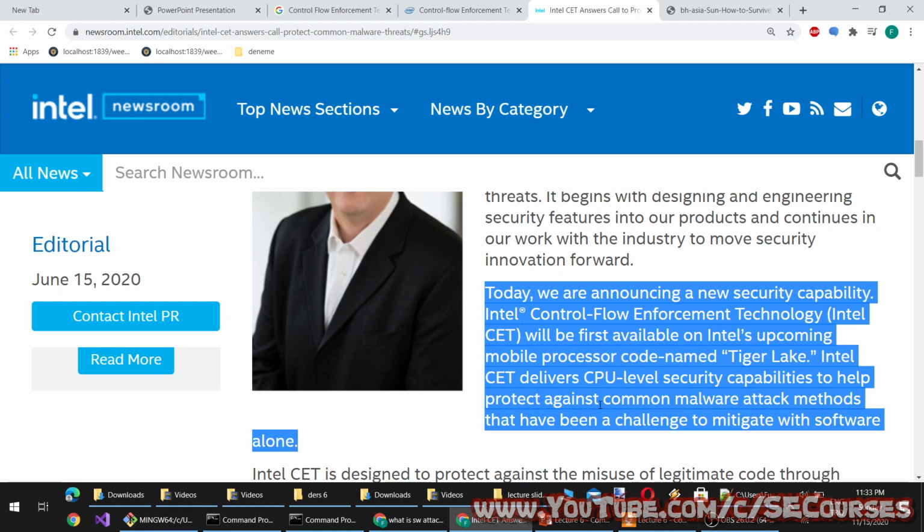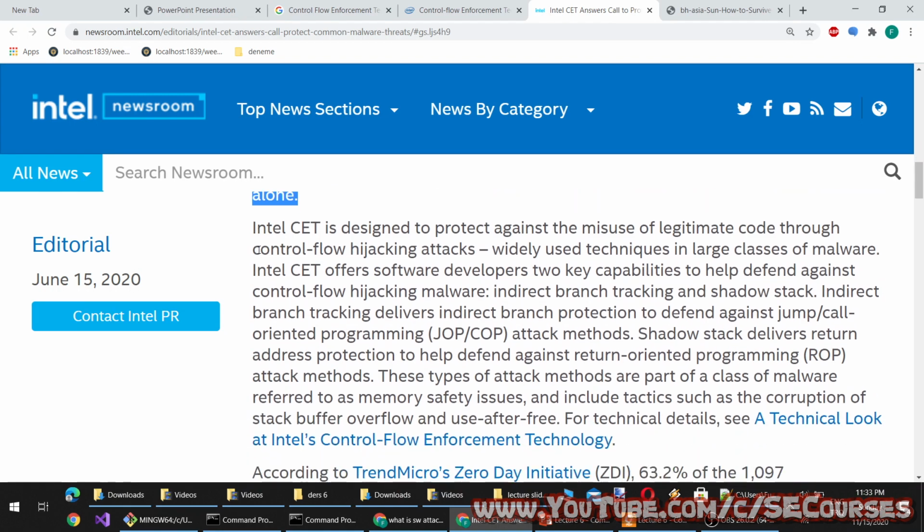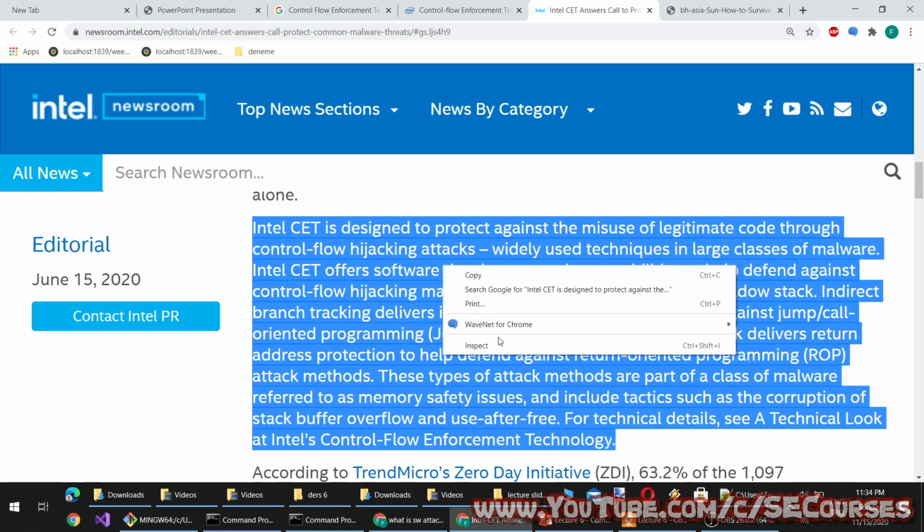Today, we are announcing a new security capability. Intel Control Flow Enforcement Technology, Intel CET, will be first available on Intel's upcoming mobile processor code named Tiger Lake. Intel CET delivers CPU-level security capabilities to help protect against common malware attack methods that have been a challenge to mitigate with software alone. Okay, so you see it was announced in 2016 and it is getting released in 2020 at the earliest, so it took at least 4 years to get into market.